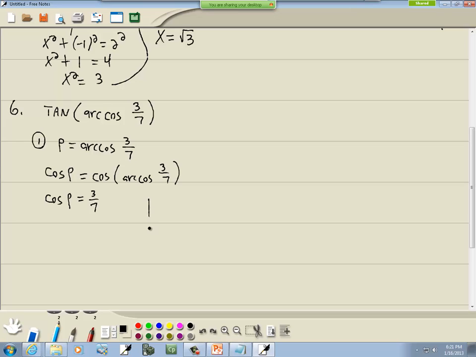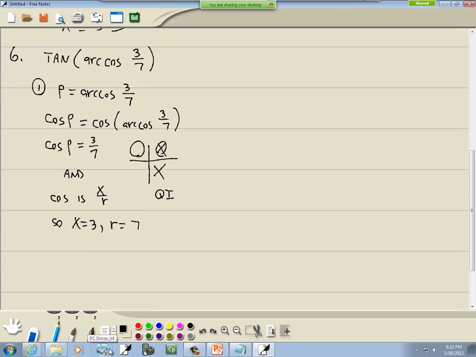Okay, well let's think about our quadrants. Arc cosine, that's valid from 0 to pi, these two quadrants. Here, cosine is equal to a positive number. Cosine is our x, so where x is positive is quadrant 1 and quadrant 4. So the quadrant we're dealing with is quadrant 1. Now remember, cosine is x over r. Well, the number on top is 3, so x is 3, and r is 7, number on the bottom. To use those formulas, we need x, y, and r, so we just need to find y.